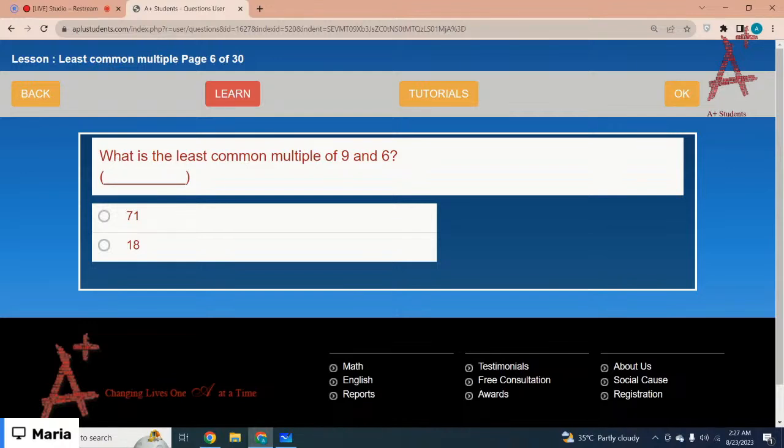6 is not divisible by 71, but 18 is the number. 18 is divisible by both the numbers 9 and 6, right? 6 times 3 is 18 and 9 times 2 is 18, so that means the correct option is 18.